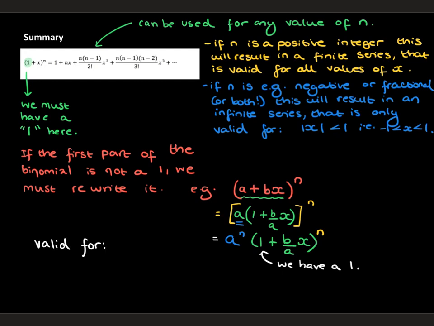Now, what about validity conditions? Well, we want to ensure that mod of b over a x is less than 1, which then rearranges to give us mod x is less than a over b. Now, that can also, of course, be written as x being between negative a over b and positive a over b. Now, don't memorise this like a formula. Make sure you understand and learn the theory behind this process.